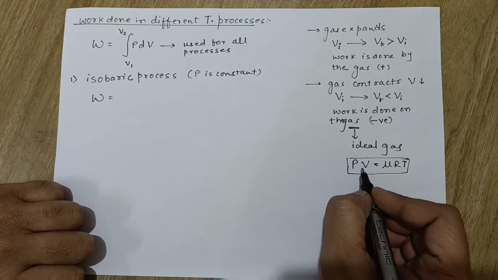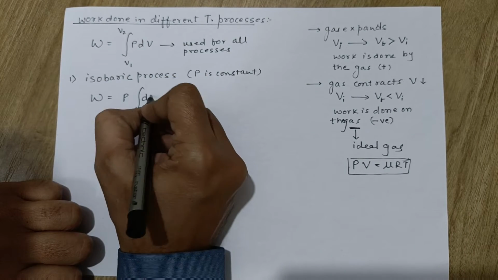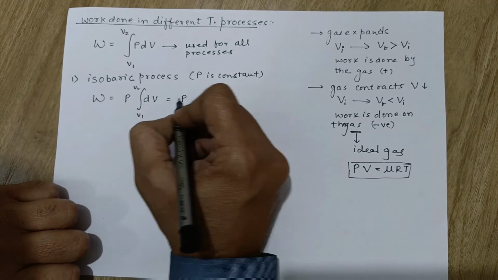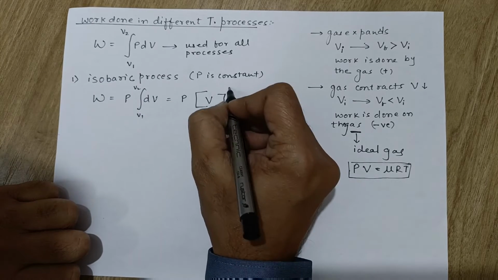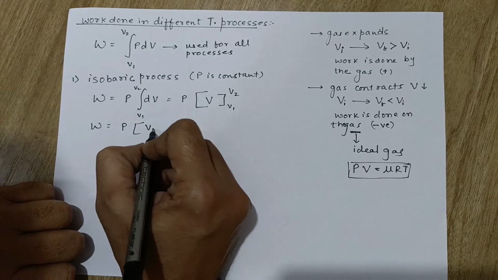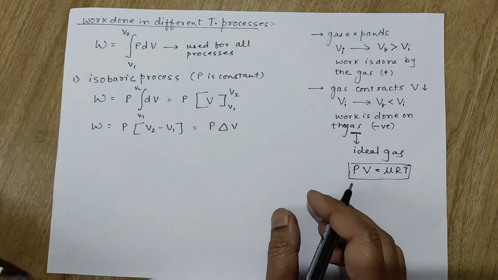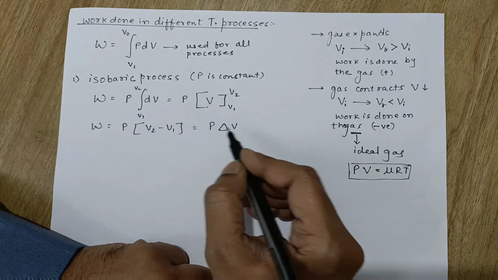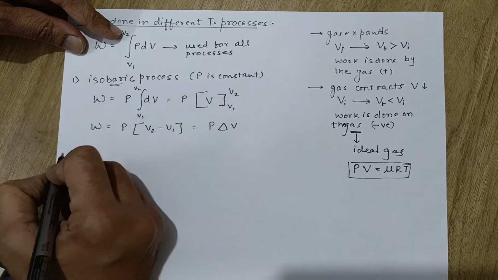So over here we don't require this equation because P is constant, so it is going to come out of the integration, dV from V1 to V2. Now this is equal to P. Integration of dV is V, from volume V1 to V2. So this is equal to P times the upper limit V2 minus V1. We also write this as P delta V. Depending upon whether V2 is greater than V1 or V1 is greater than V2, you will get this as positive or negative. Okay, so this was the formula for the work done in an isobaric process.